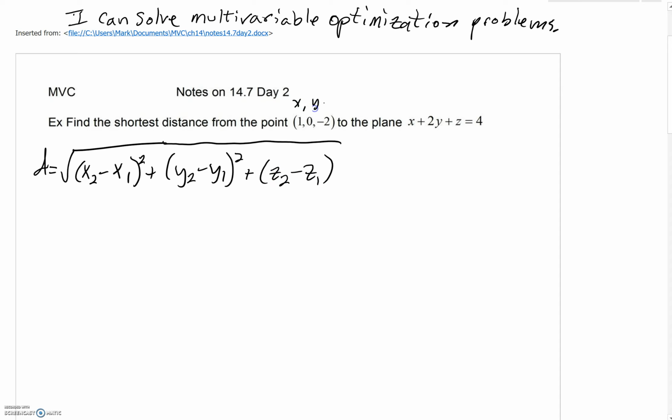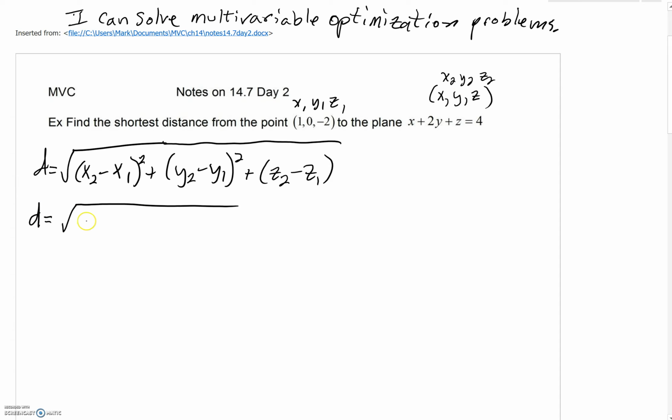So, this first point that we have right here, 1, 0, negative 2, we could call that our x1, y1, z1. And then we're going to have an arbitrary point on this surface, on this plane, x, y, z, but we'll consider that to be our x2, y2, z2. So there certainly is some point on that plane that is closest to the point 1, 0, negative 2. So let's go ahead and start writing this out.